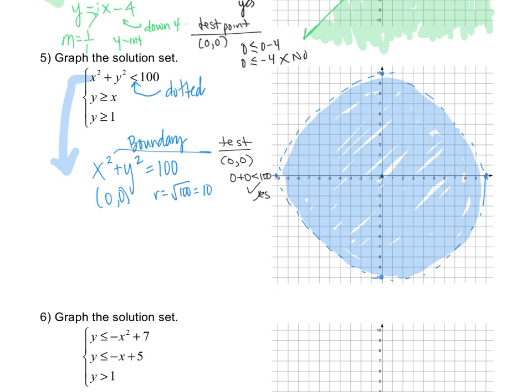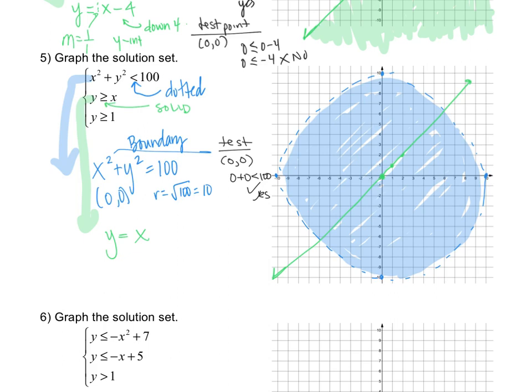And so then we need to find the other boundaries. This is going to be y equals x. And it's just our identity function. The equal to part means that we are solid. So we're going to be at 0, 0, 1, 1, 1, 1. And I'm going to make that a solid diagonal line. And again, we need to decide if we're going to shade above that or below that. And so I'm going to do a test point.